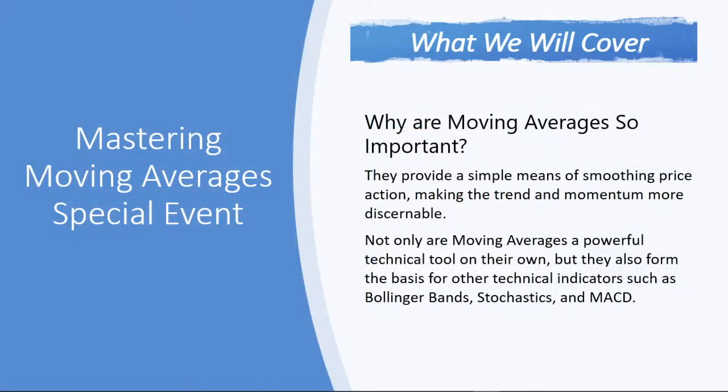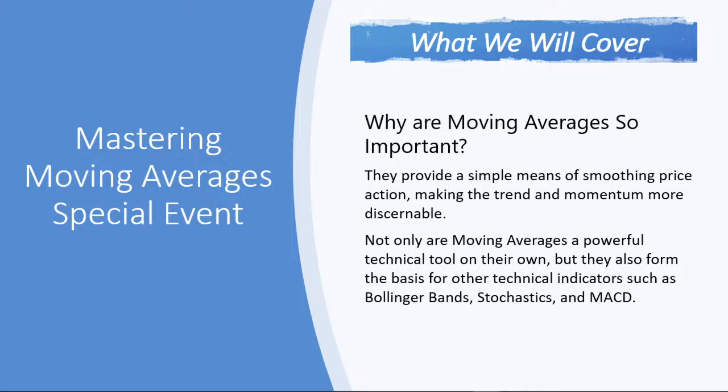Okay, so what we're going to cover today are a few things. Well, number one, why are moving averages so important? Moving averages provide a simple means of smoothing price action, making the trend and the momentum more discernible. I love MACD. I love stochastics. I actually use stochastics quite a bit when trading candlestick reversal patterns. Okay. Those indicators, along with Bollinger Bands, their foundation, their basis is actually moving averages.